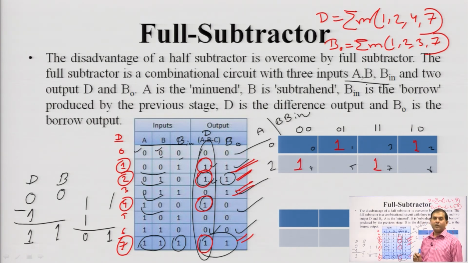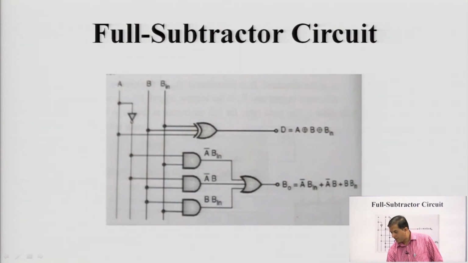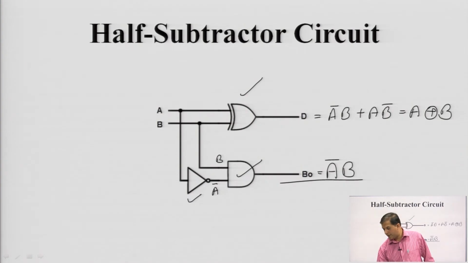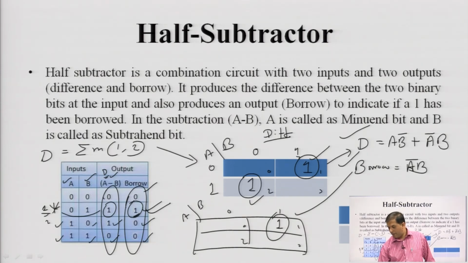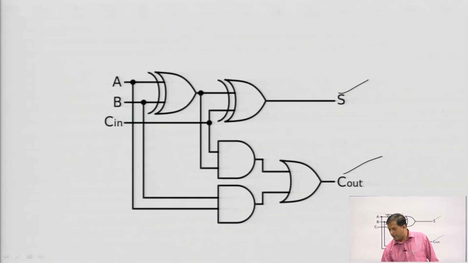So, no adjacent ones are there. What can we do? If no adjacent ones are there, all terms will be individual. So we will get the equation like this. This is the same as the full adder, you can check, the same combination. So, we will write that value.